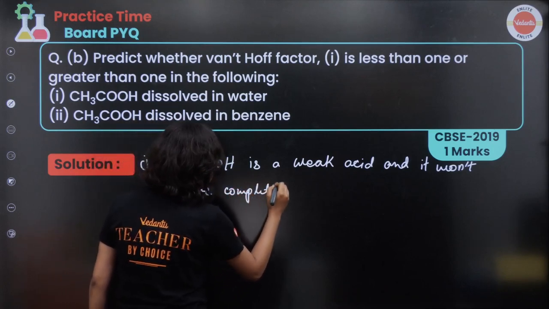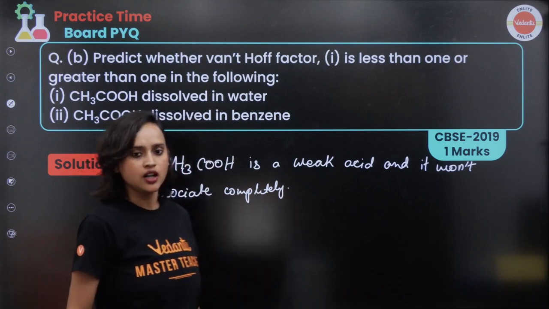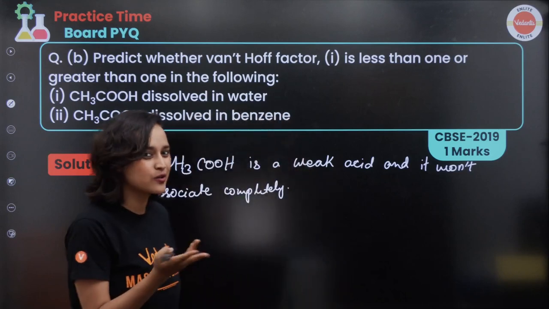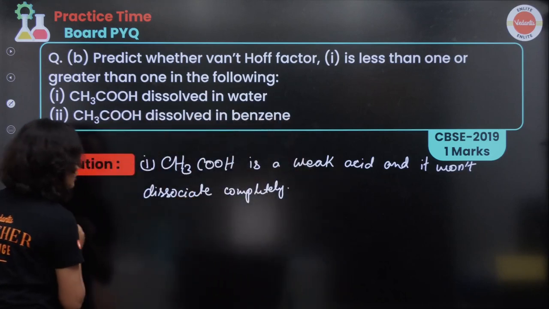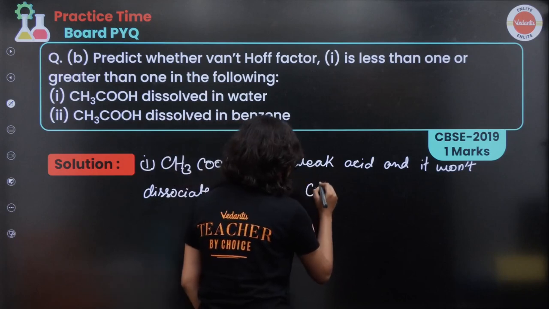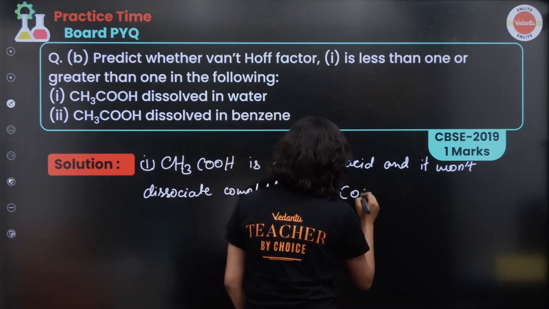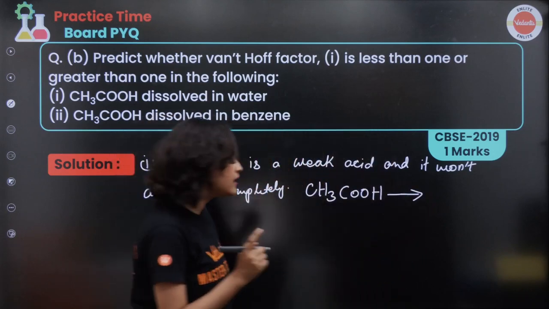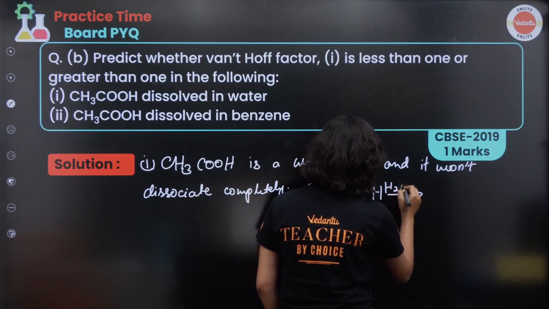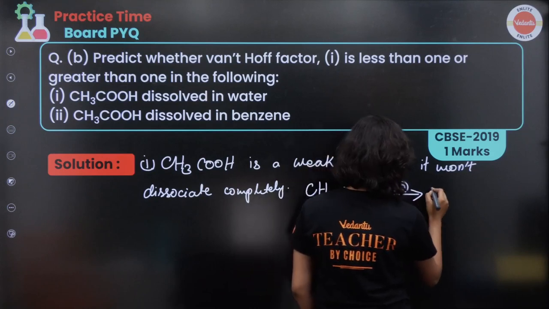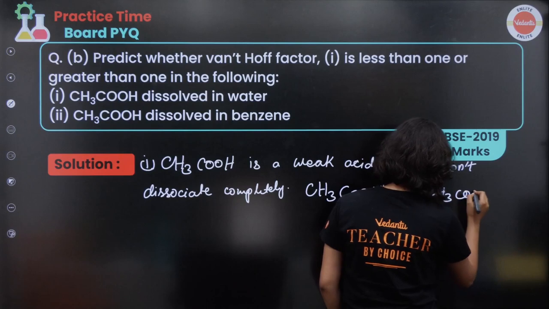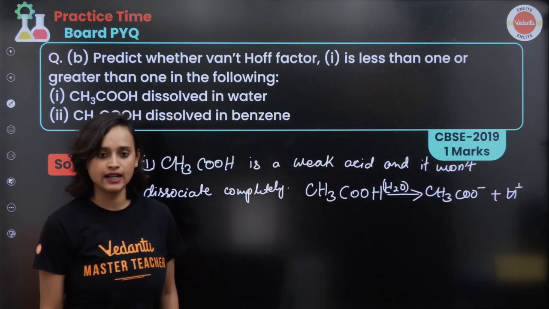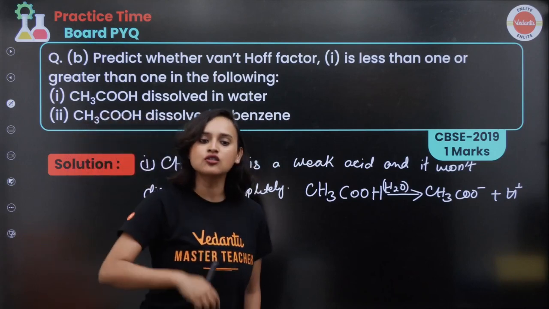Alright, so what? If it does not dissociate completely, okay, we got that. But so what? We have to write the reaction, no? How will the equation look? The equation will look a little bit like this, I'm going to write it down here. CH3COOH will give out, in H2O, CH3COO minus plus H plus. Is that right? Yes.